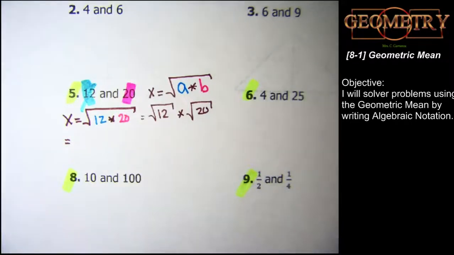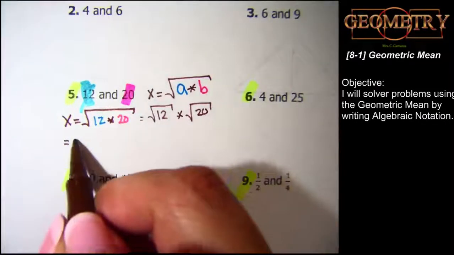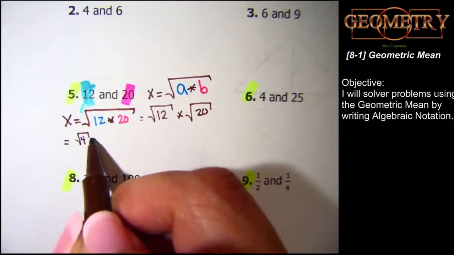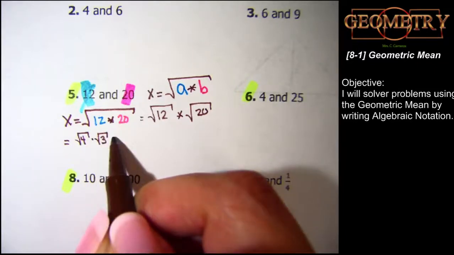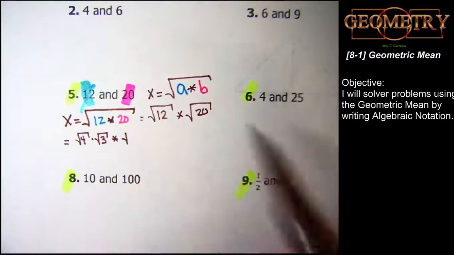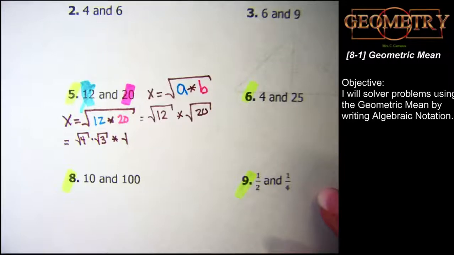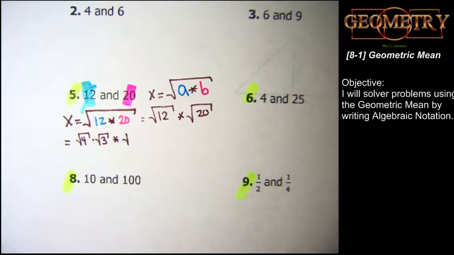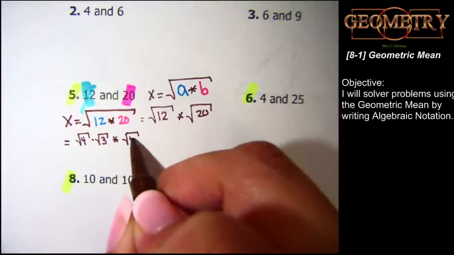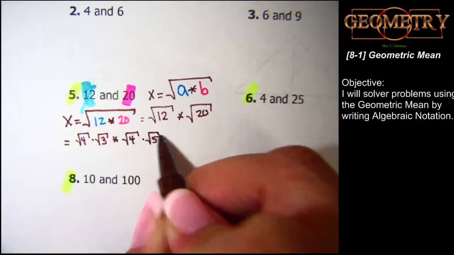You guys had suggested 3 times 4. Yeah, 4 has a perfect square root of 2, and so we're going to think of 12 as 4 times 3. We're going to do the same thing to 20. Factor pairs of 20 where one of them is a perfect square: 5 times 4, because 4 has a whole number square root.